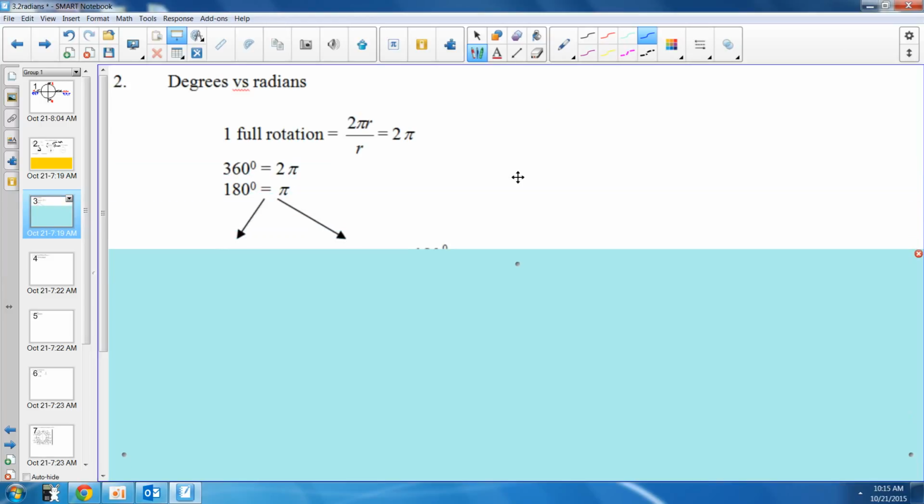If I know one full rotation is 2 pi, I know 360 degrees is 2 pi as well. And now I can get a relationship between the two. I divide by 2, and I get 180 degrees is equal to pi radians. There's my conversion. 180 degrees and pi radians. That's how I'm going to go from one to the other.